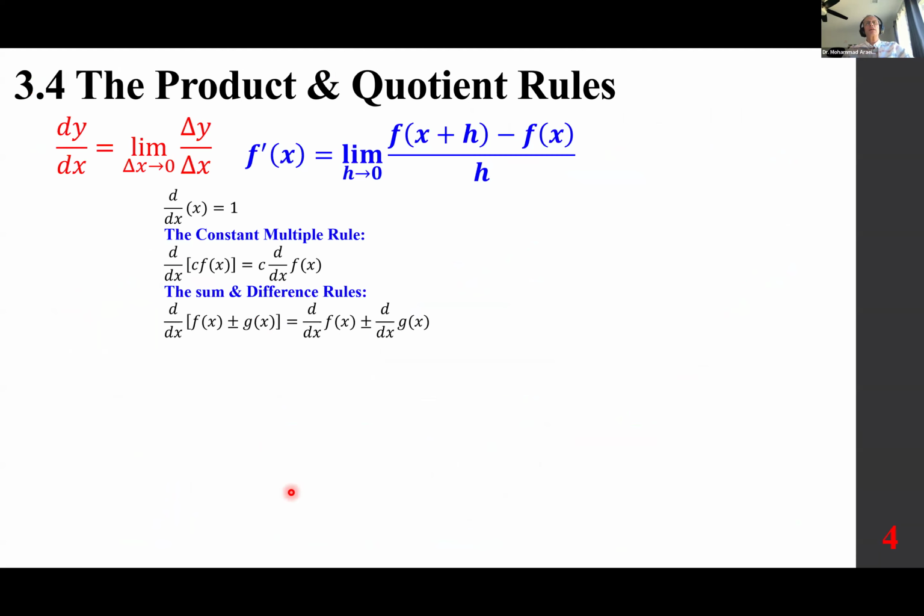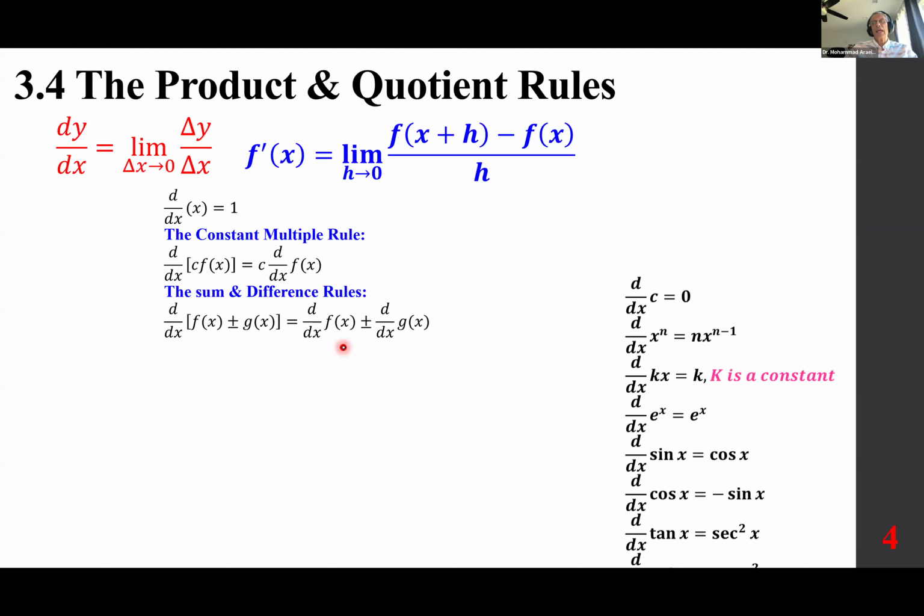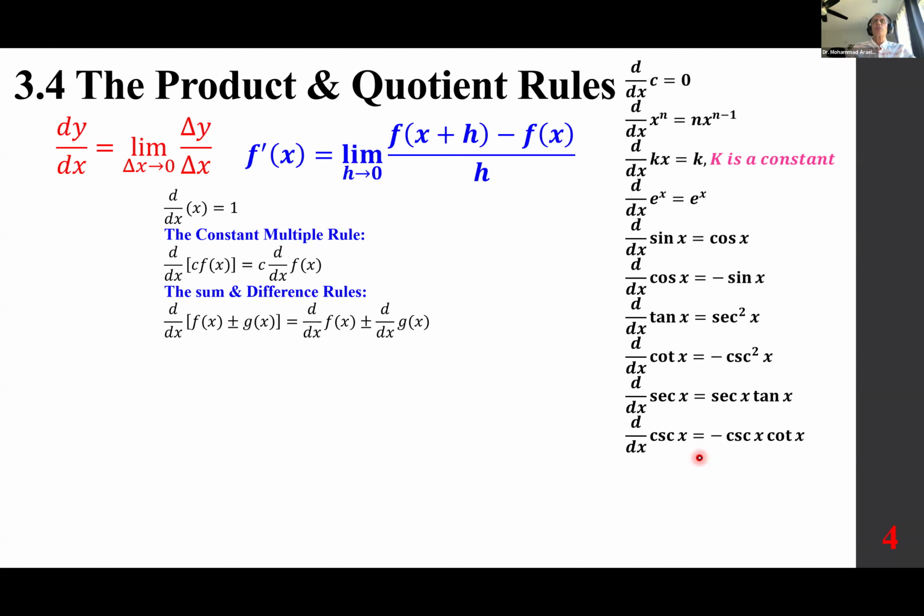So we looked at various formulas, the definition for differentiation. The derivative of x is 1. The derivative of c times f of x, you can put the c out, comes from the limit. And the sum and difference rules. The derivative of the sum is the sum of the derivatives. The derivative of the difference is the difference of the derivatives. And what you're looking at here are basic differentiation formulas that we've discussed. The derivative of any number, any constant, is 0.